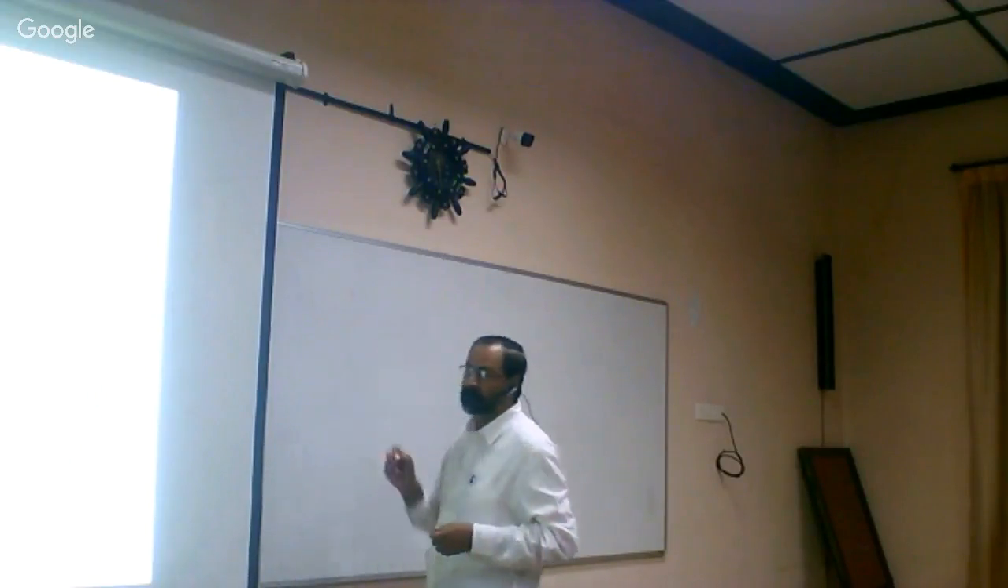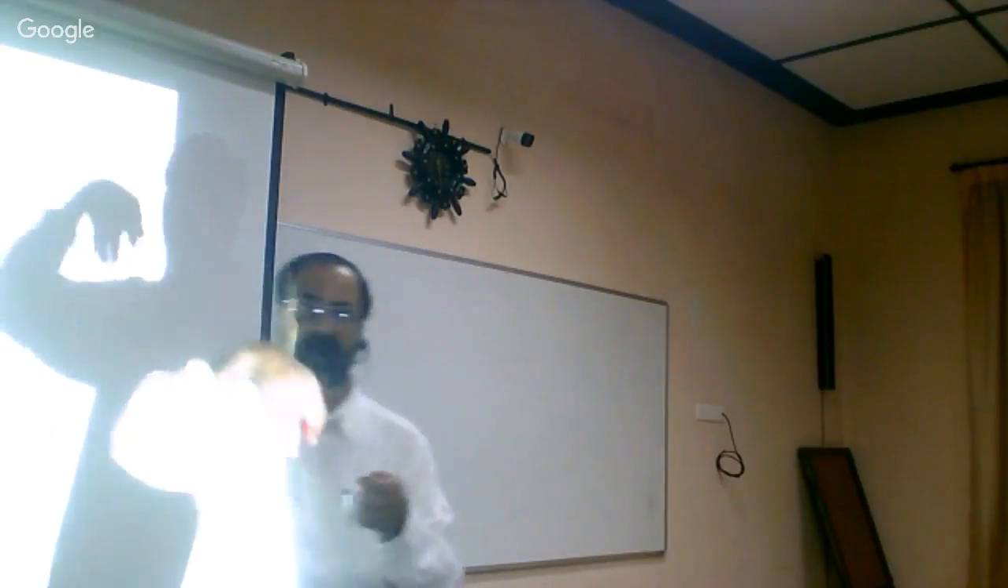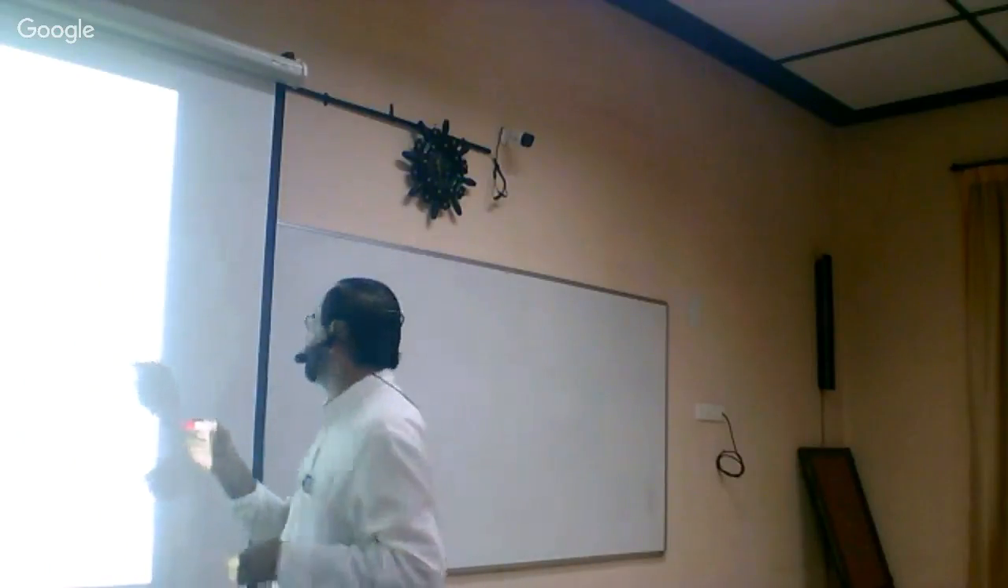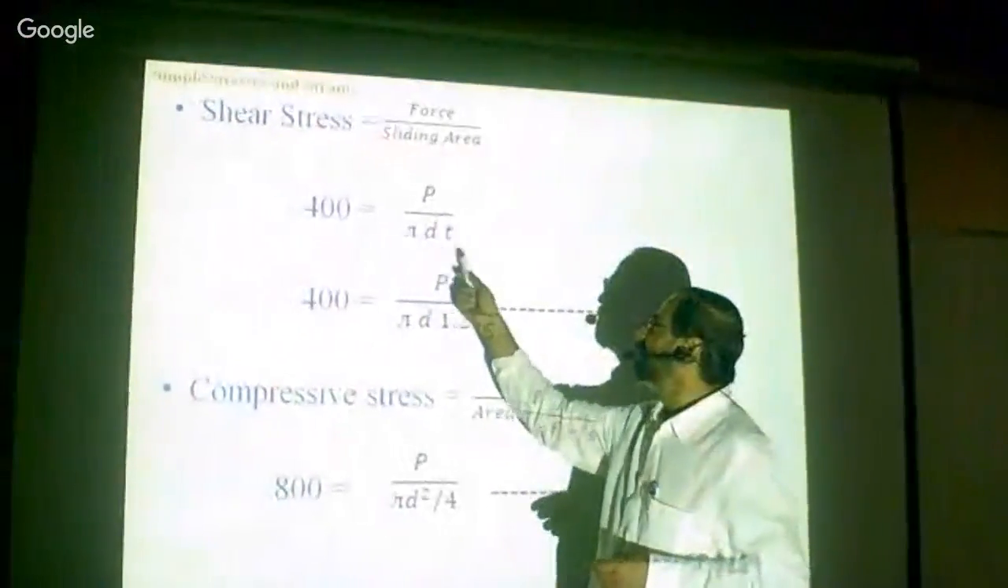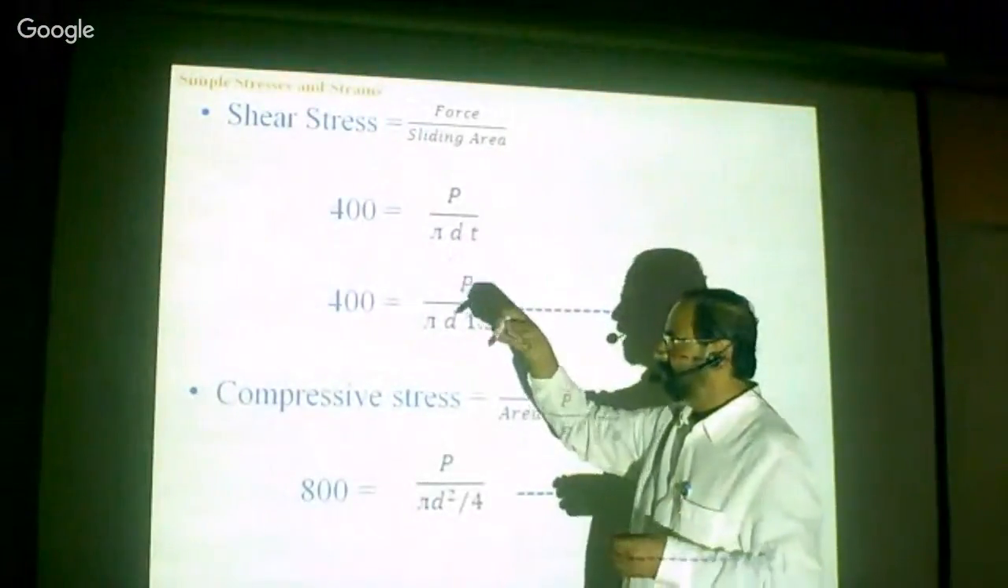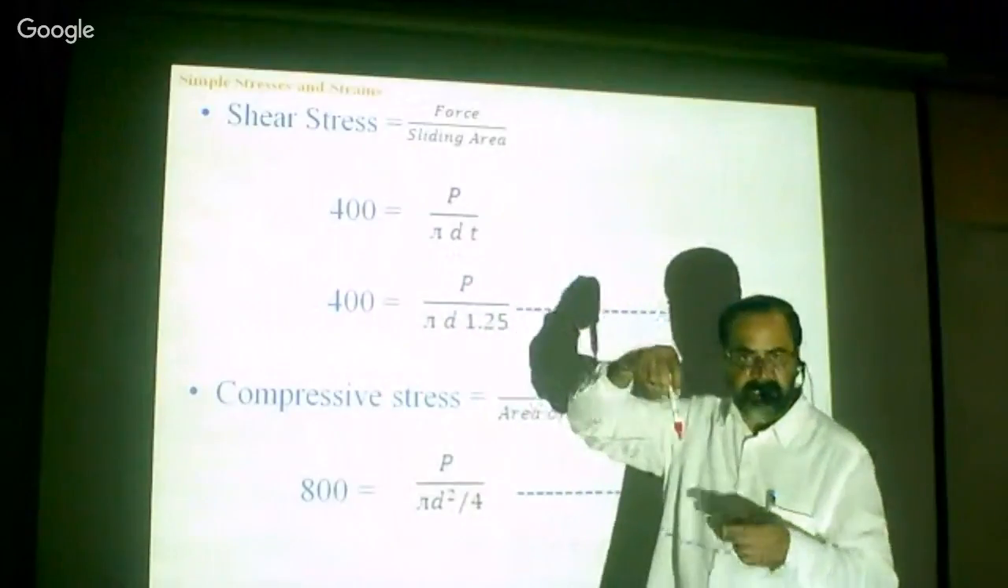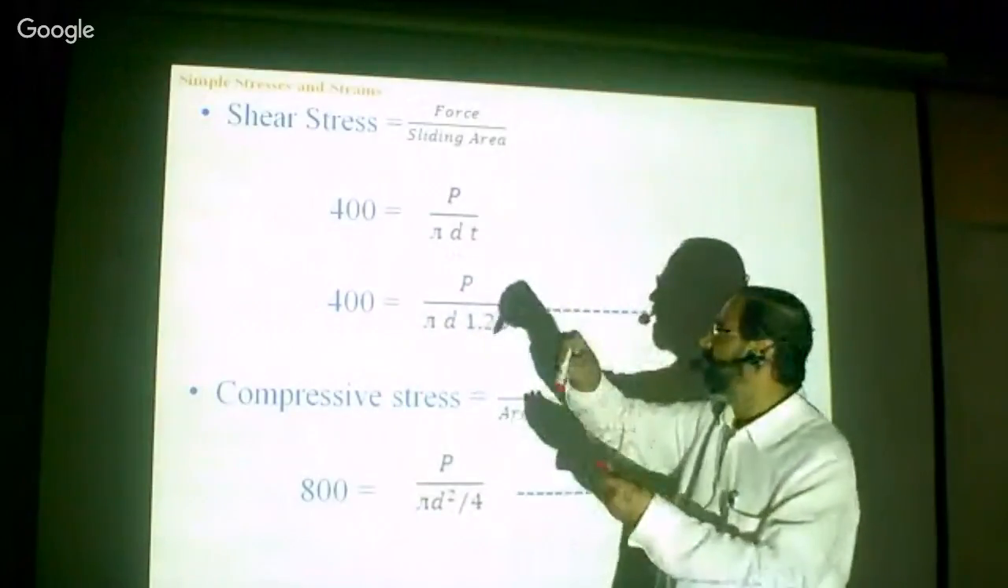We need two dimensions to calculate the area: one is the length, the other is the breadth. Length times breadth. Therefore, this is what you have written here. This is the area of the hole, that is the inside shearing area, the shearing area of the hole.